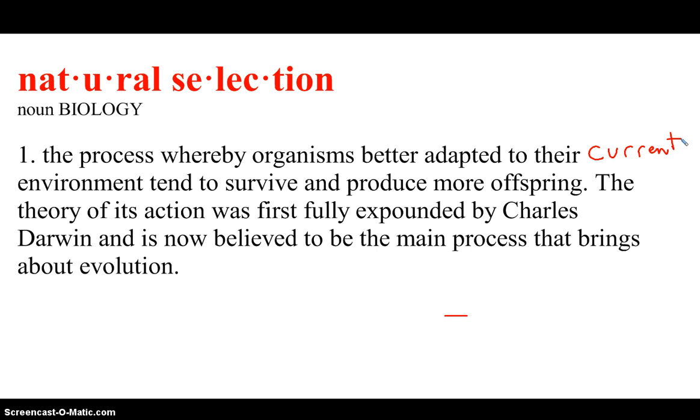So natural selection is that certain organisms have variation, have mutations, that make them better adapted to their current environment. Because of those adaptations, they can better compete for resources. Therefore, they're going to survive and they're going to reproduce more offspring.